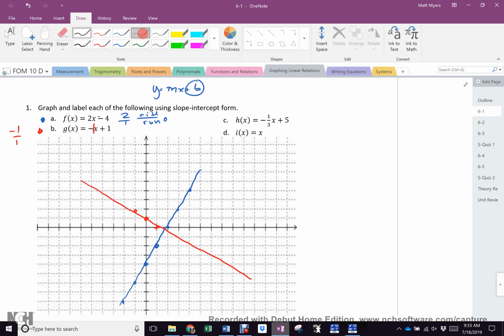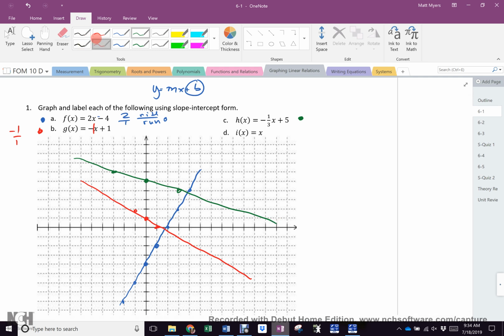What do I do for C, h of x? Where's the green dot go? Up to 5. 1, 2, 3, 4, 5. And what's my slope? Up or down from here? Either one. If I go up, where am I going? Left. 1, 2, 3. If I go down, where am I going? Right. 1, 2, 3. And I make that line.